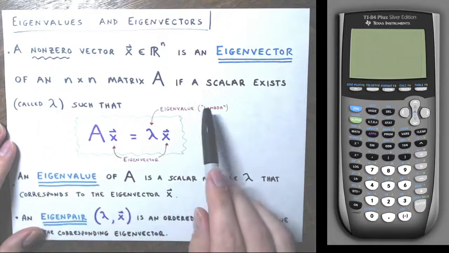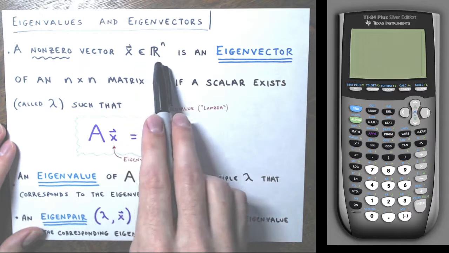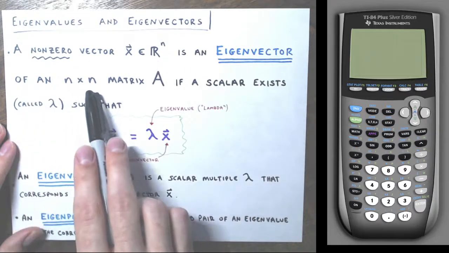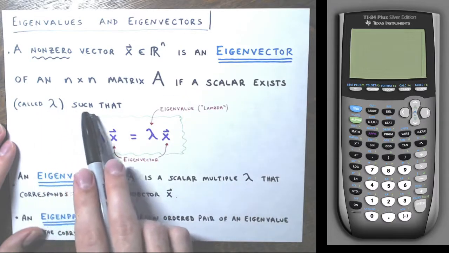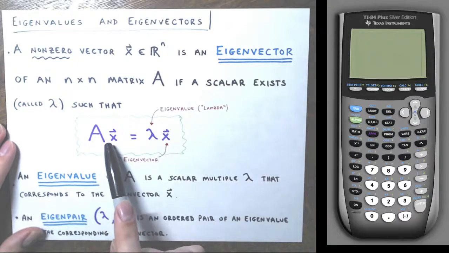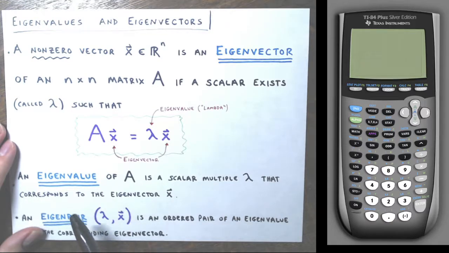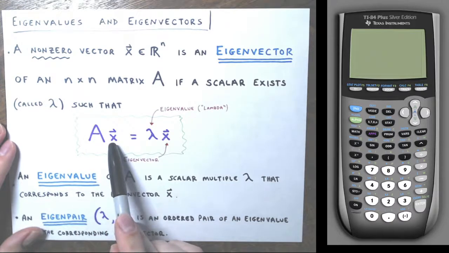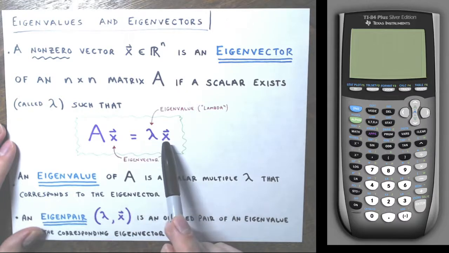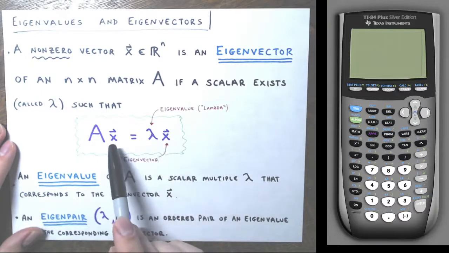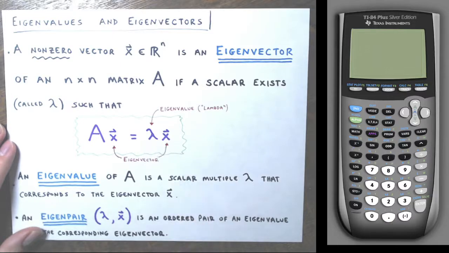It's called lambda. A non-zero vector from Euclidean space is an eigenvector of a square matrix A if a scalar called lambda exists such that A times x is equal to lambda times x. So the matrix times the vector is equal to just the scalar times that same vector. In other words, a vector is transformed into a scalar multiple of itself.